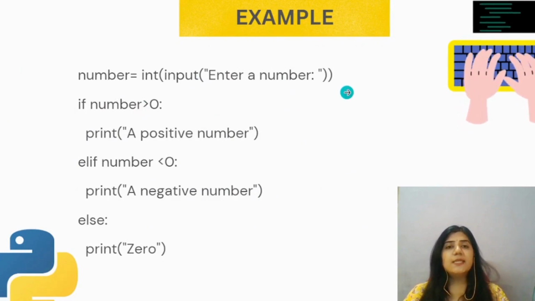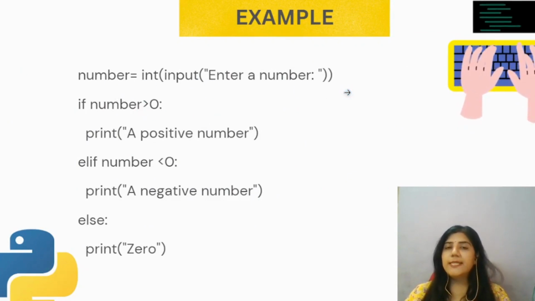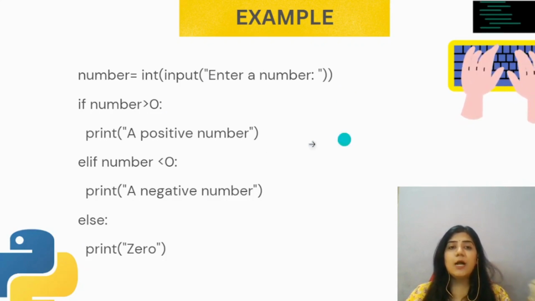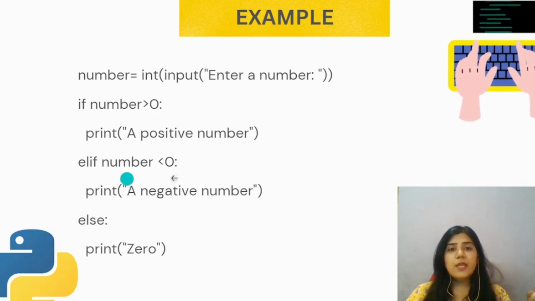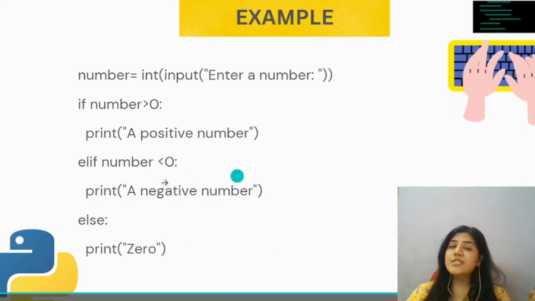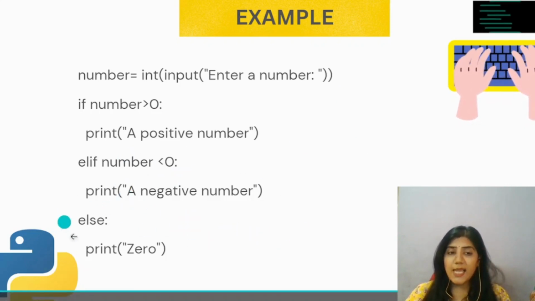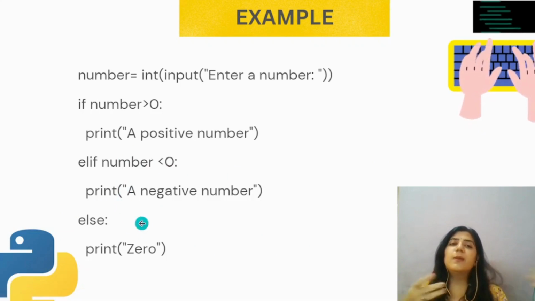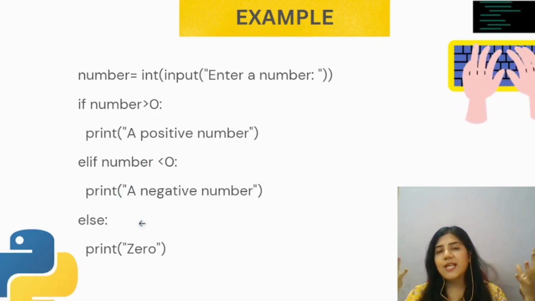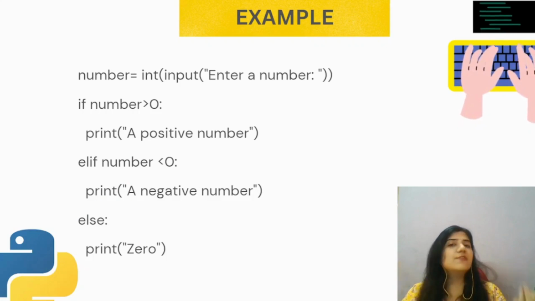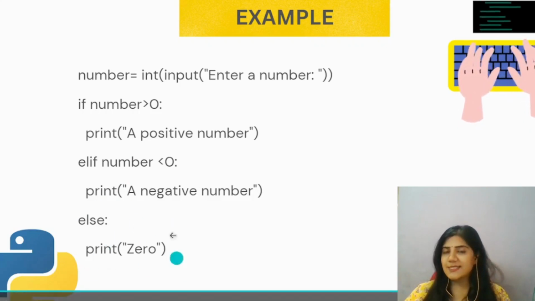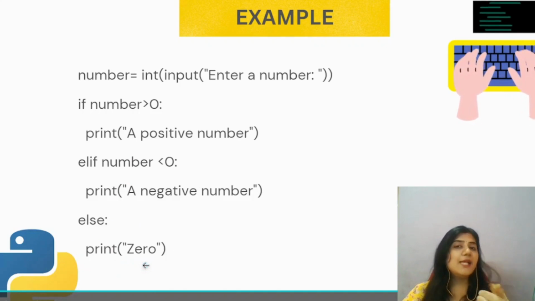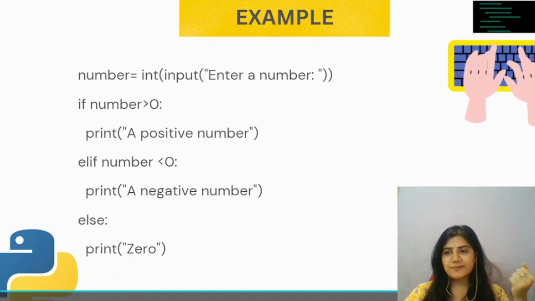Let's see an example for this. So here I'm asking the user to enter a number, and now I'm checking here that if the number is greater than 0, I'll count it as a positive number. If the number is less than 0, I count it as a negative number, and else, the only possibility left after this. So if the number is greater than 0, less than 0, the last possibility is that the number itself is a 0. So we tell that it is a 0. So here we can say that if, elif and else can be used together.